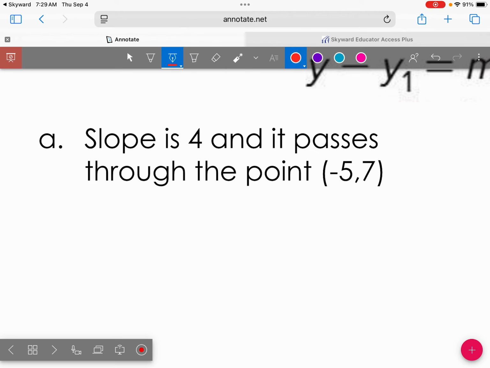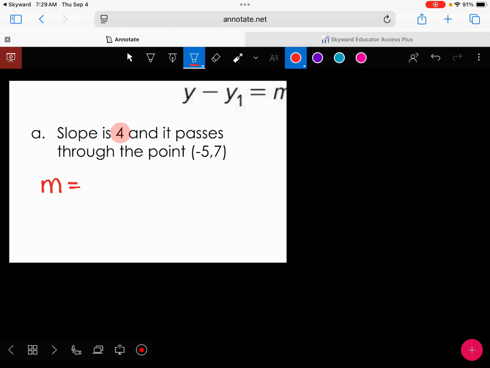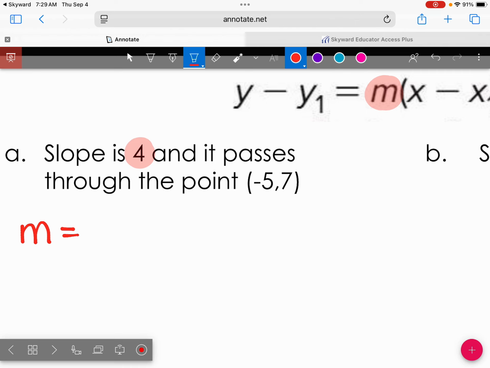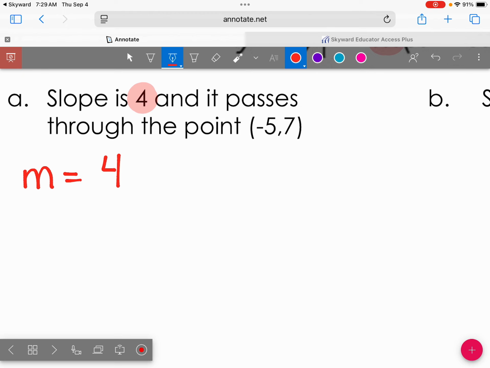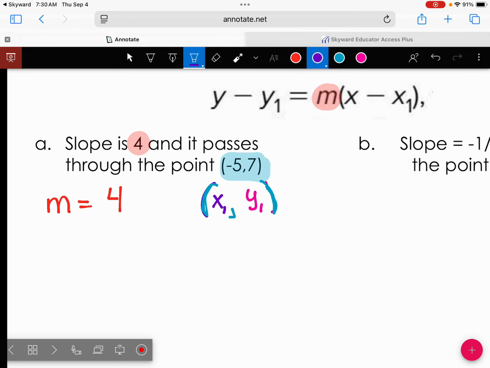So on this one, we know our m, our slope, is going to be 4. And our point, this -5, 7, that tells me my x1, comma, y1. This is my whole point right here. So in our formula, we can substitute those pieces in.